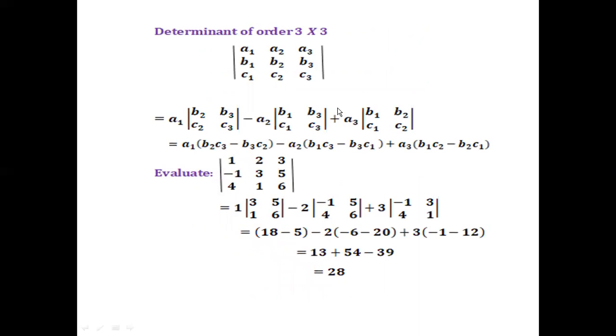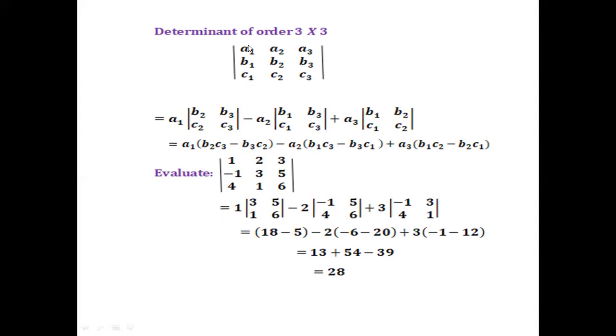Now, determinant of order 3 by 3. Let us consider in general determinant where 9 elements are present. Here A1, A2, A3, this is first row, B1, B2, B3, second row, C1, C2, C3, third row. Now A1, B1, C1, this is first column, this is second column and third column. Now we see the formula to evaluate determinant of order 3 by 3.